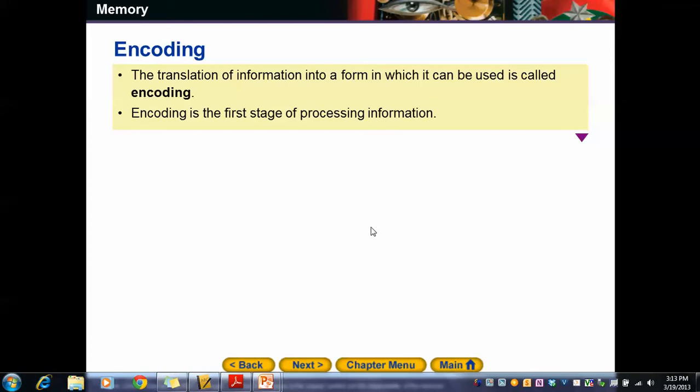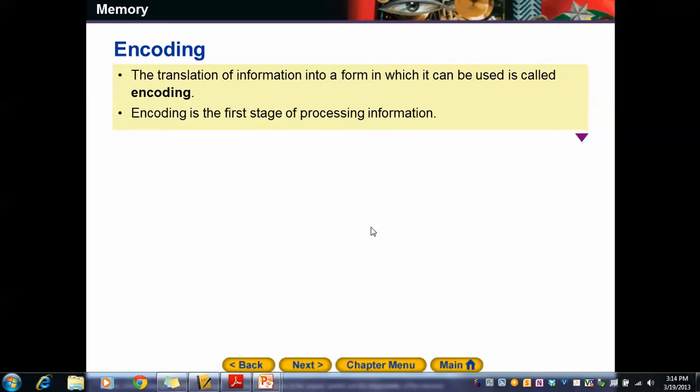Normally, if you have to write a paper or something like that on the computer, you save it to the hard drive. You might save it to a USB or something like that, but you save it a lot of times to the hard drive. And if you put that hard drive under a microscope, would you be able to see those letters and words that you typed? Of course not, because the computer changes or encodes this information into a form that it can store. So encoding is the translation of information into a form in which it can be used or can be stored.